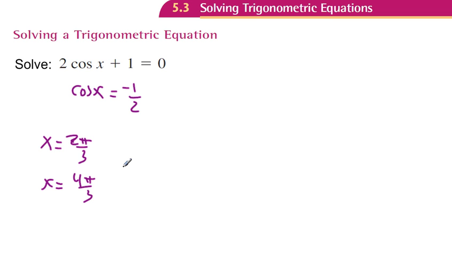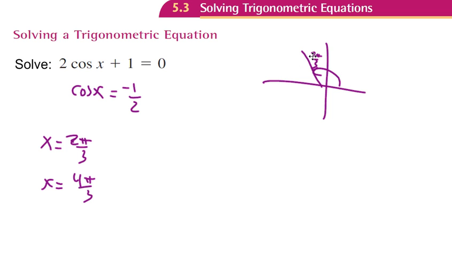Okay? But let's remember that at these increments right here, right? So if I'm at 2 pi over 3, so it's going to be about like right here. Okay, so that's 2 pi over 3. But then if I do one full rotation, that's another 2 pi over 3. And then another 2 pi over 3.